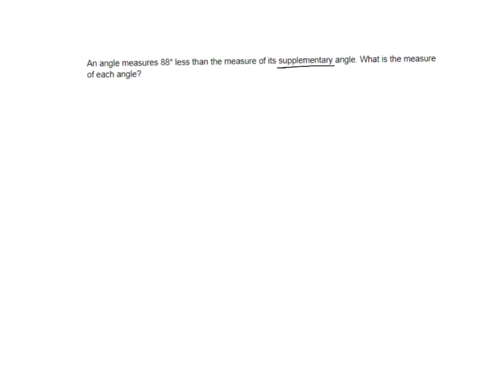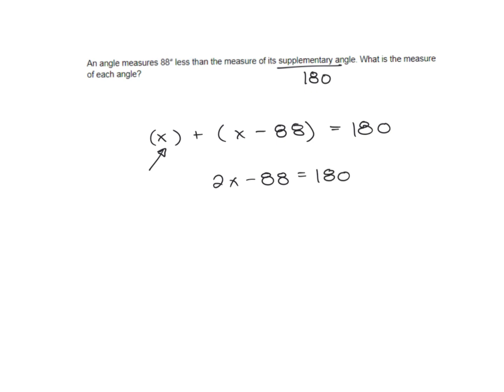Another word problem, supplementary 180. We're going to start moving a little quicker here. We have x. We know it's 88 less than the angle we don't know. The angle we don't know is always going to be x. I know we said that. And it's a simple CLT, combine like terms. This is a good algebra review.